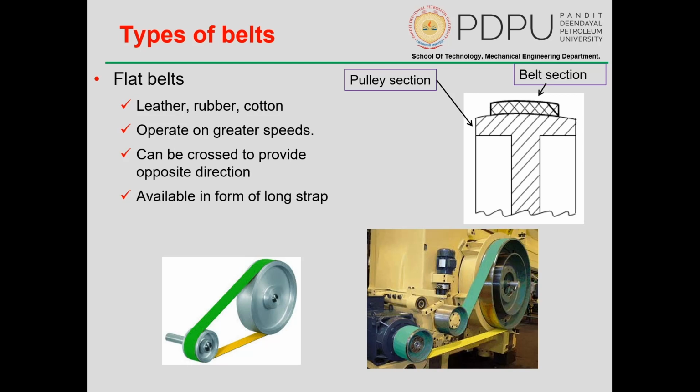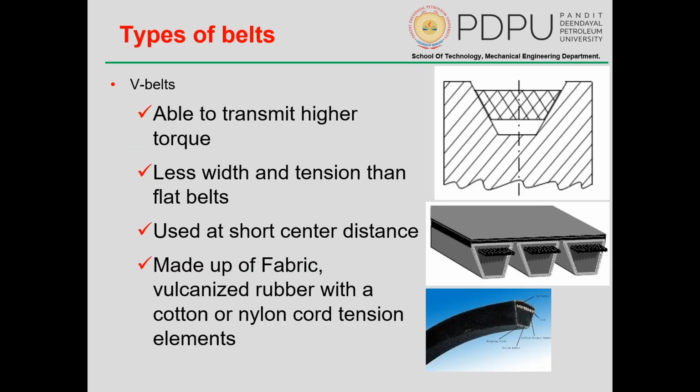The main construction is done with the help of leather, rubber, or cotton, and it operates at greater speeds. It can provide opposite direction friction and is available in the form of long straps. This is one of the most widely used types in belt drives. You can see it used majorly in mills and at various different operations. One of the key disadvantages of this particular type is slippage. The slippage is a major concern over this type of belts.